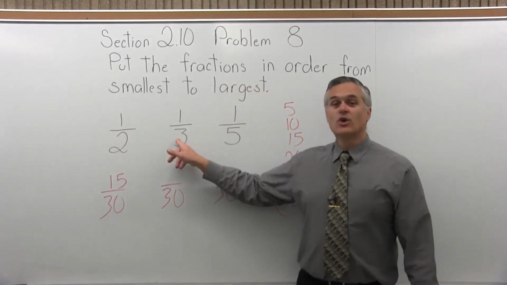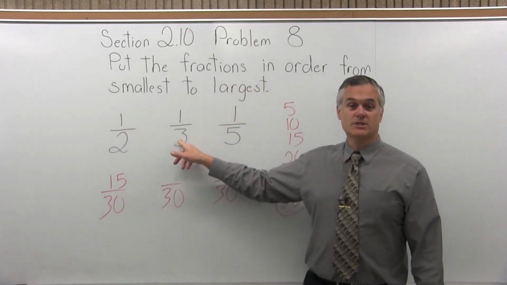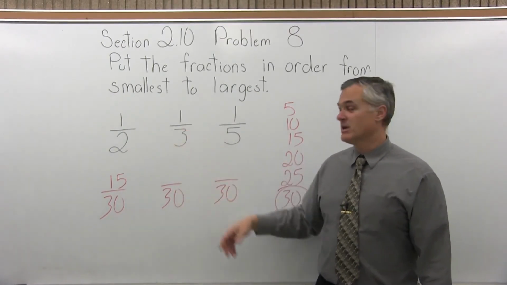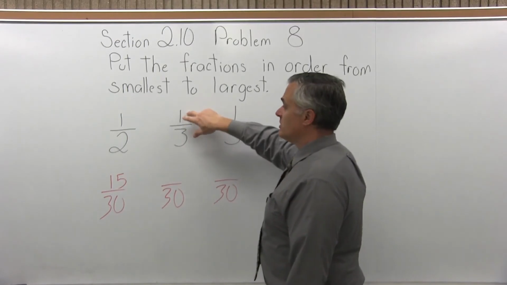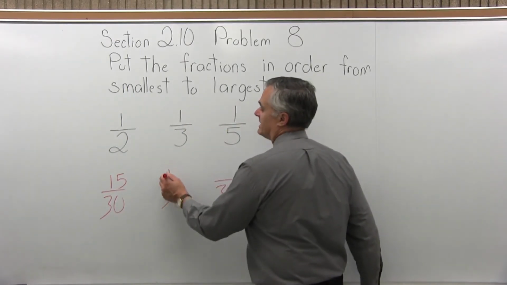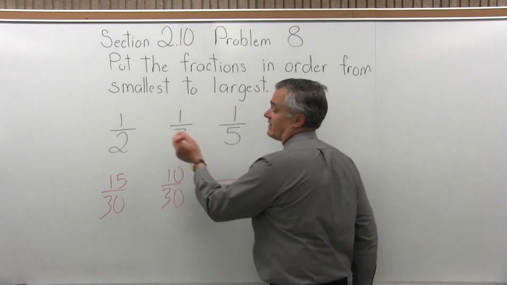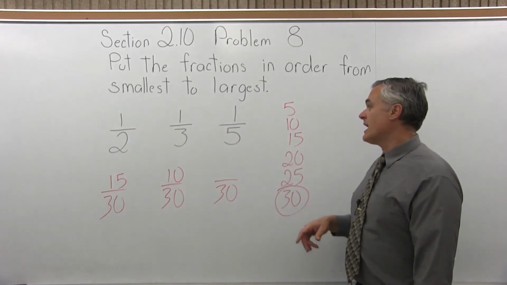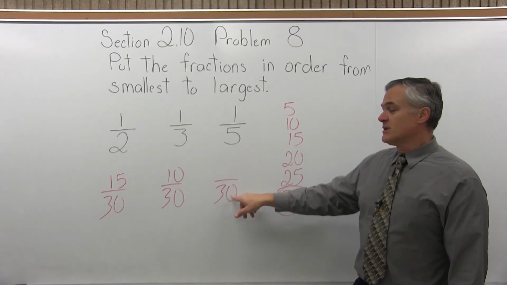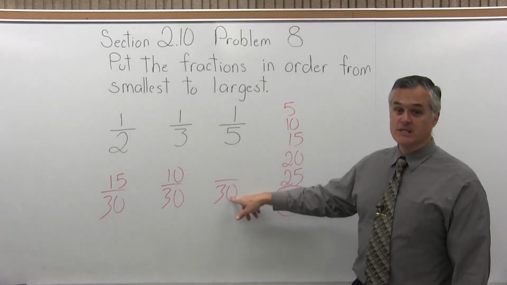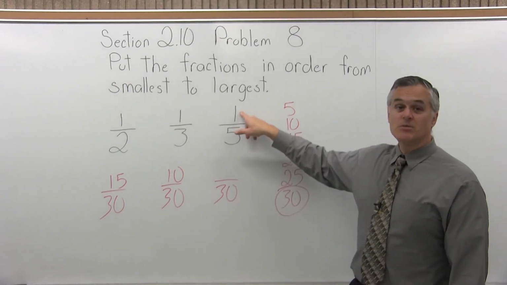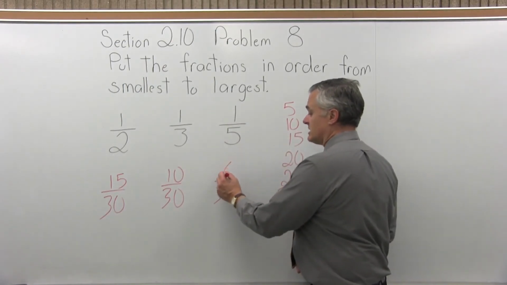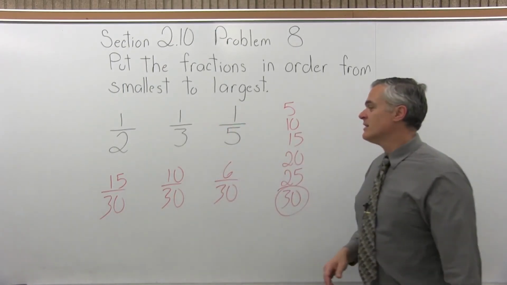The next fraction, the 1/3, something times the 3 in the denominator became a 30. Well, 3 times 10 becomes 30. So the numerator is also times 10. 1 times 10 is 10. So 10 over 30 is the same as 1/3. And finally, the 1/5. What's the numerator for that? Well, 5 times something became 30, would be 5 times 6. So the numerator gets multiplied times that same value of 6. 1 times 6 is 6. So 6 over 30 is the same as 1/5.